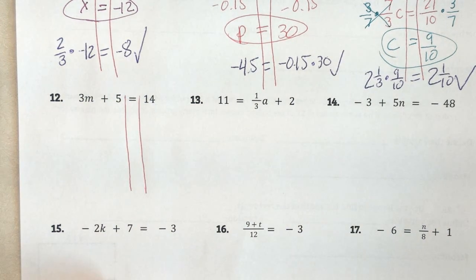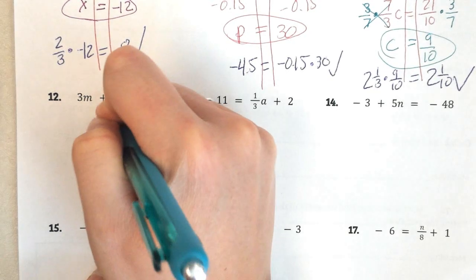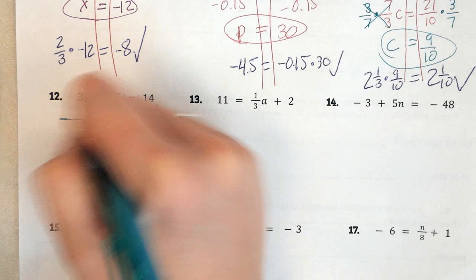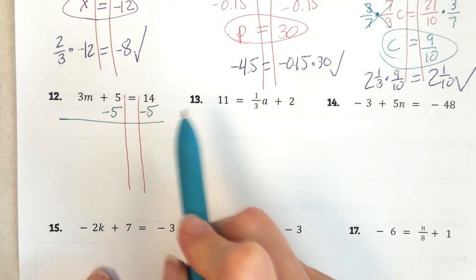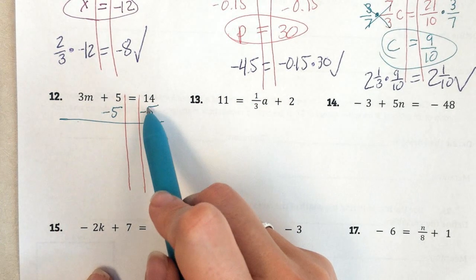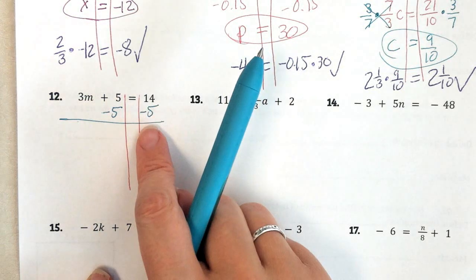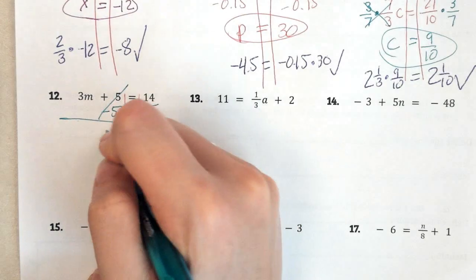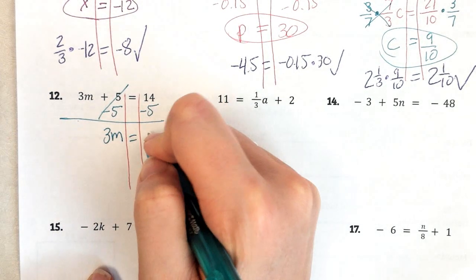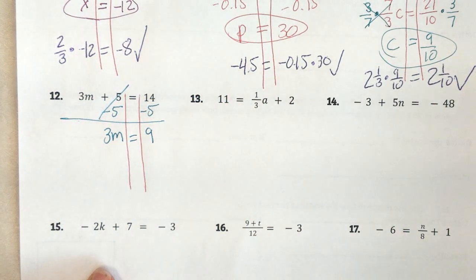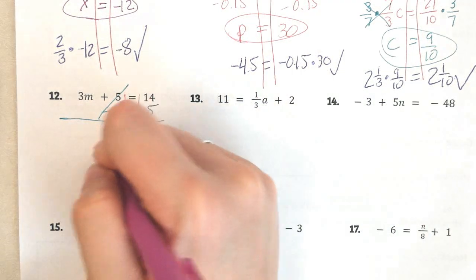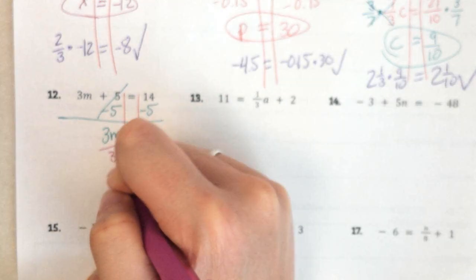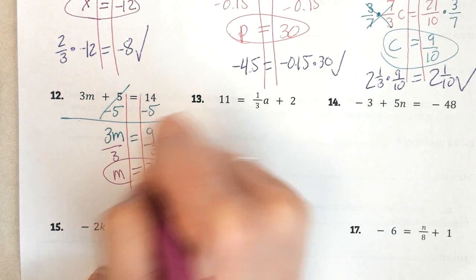So when we are looking at this one, you would start by getting rid of that constant. You always do the constant on the same side as the variable. If I would subtract 14 here, there would be nothing left on the side. We never want a one-sided equation, okay? So this would be 3m is equal to 9. Then to solve, I would divide by 3, and m would be equal to 3.